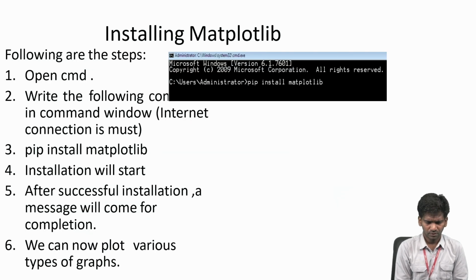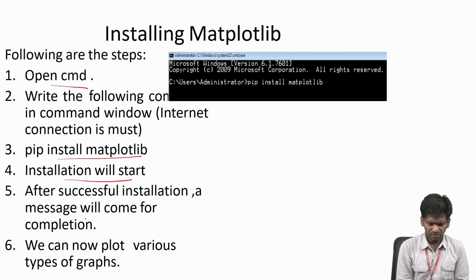Manually you can install it with the help of these steps. We can open cmd, then run pip install matplotlib, and then the installation will start. After successful installation we'll get a message. Now we can plot different graphs after this command.